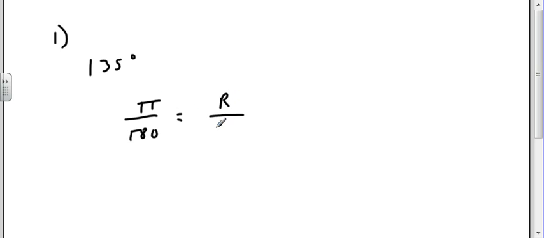Okay, so that being the case, we're going to do problem number 1 first. 135 degrees, and we want to express it in terms of radians. Not only do we want to express it in terms of radians, but we want to keep the pi there too. Okay, so pi is to 180 as some number of radians is to 135. All right, so r is equal to 135 over 180 pi.